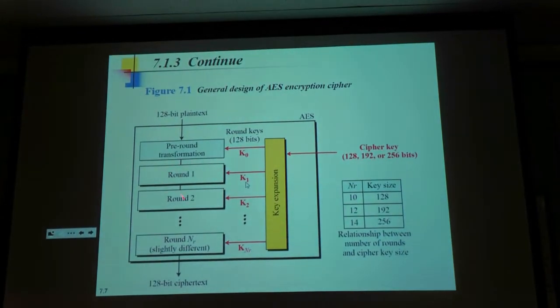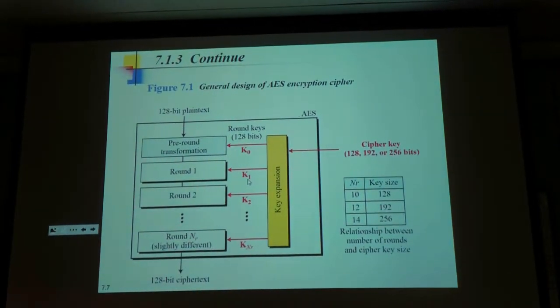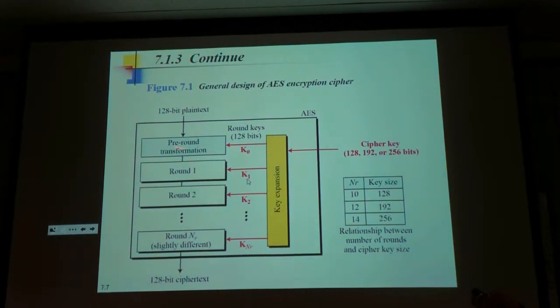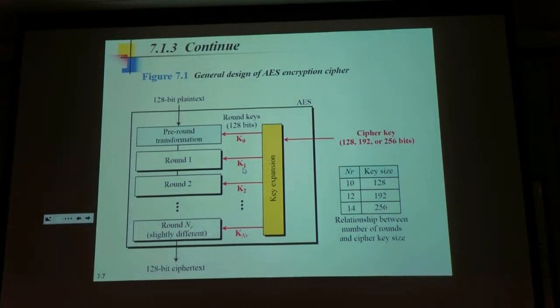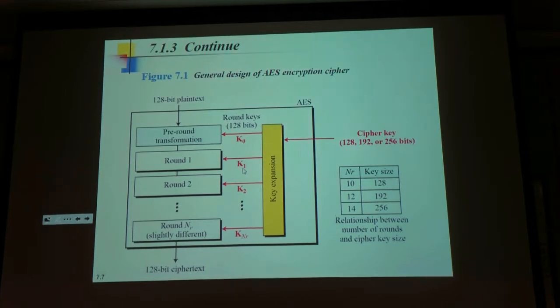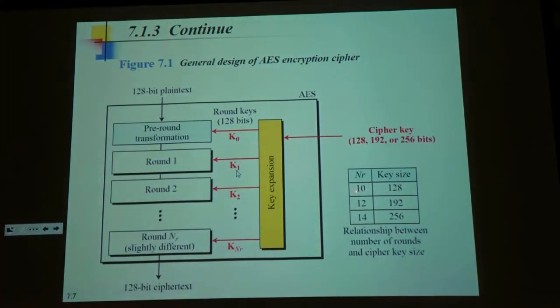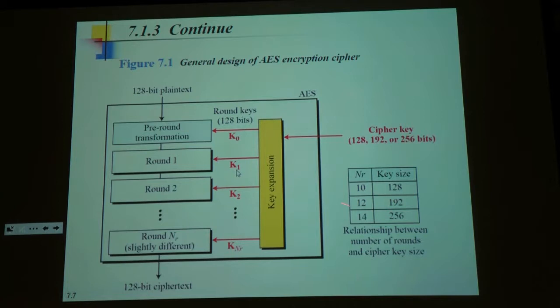So we have round 1, 2 until round NR. Okay. And K0 will go to the pre-round, and K1 to KNR, depending on the round, will go there. So if the number of rounds is 10, then it's a 128-bit key. For 12, we said that is the relationship between the number of rounds and the key.